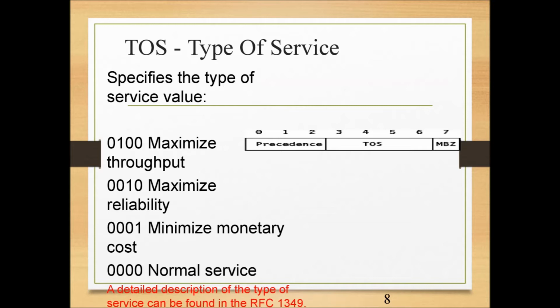A detailed description of the type of service can be found in RFC 1349. So RFC is a document which is used for a specific purpose, for detailed study of any specific type of service, any specific protocol. We have discussed request for comments, RFC, in our protocol topic. So request for comments is used for the detailed study of any specific topic. So you can learn in detail about type of service from RFC 1349.